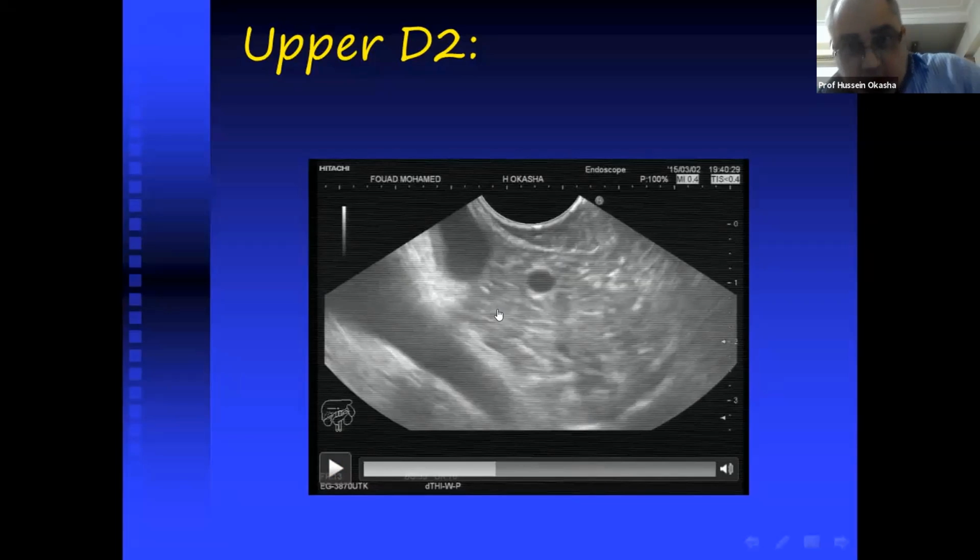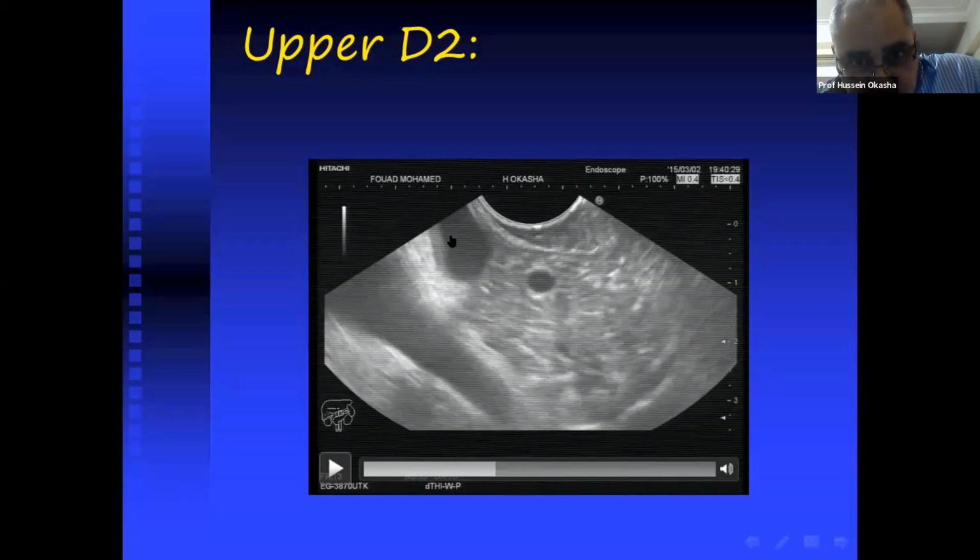This is opposite to what we will find in the stomach. In the stomach, the nearest structure will be the superior mesenteric vein, and the farthest is the common bile duct. The opposite will occur in the stomach, but we are now in the duodenum, in the upper second part of the duodenum. So this is the echo endoscope inside the lumen.